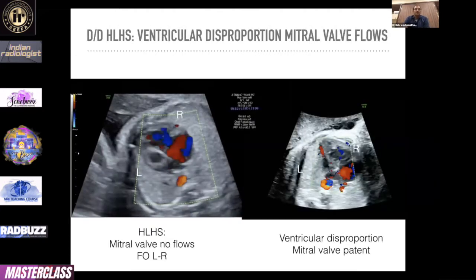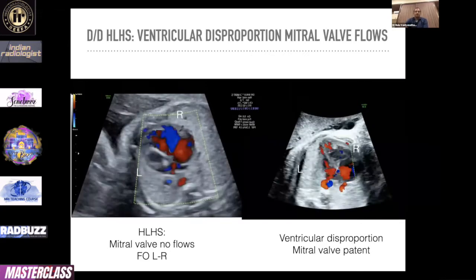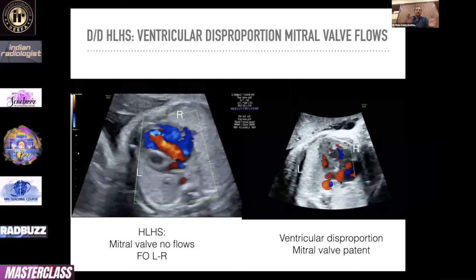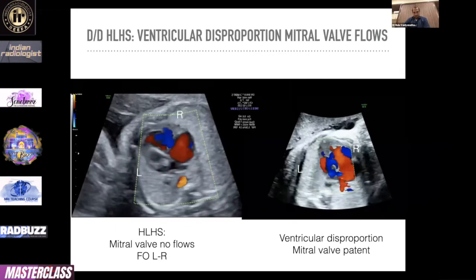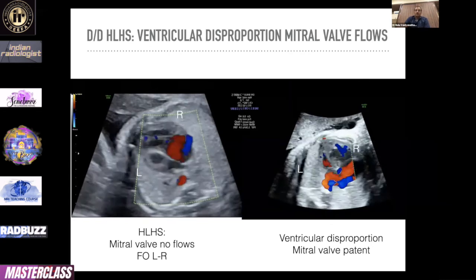Now, the second differentiating point is on color flow. In HLHS, typically there will be no mitral valve inflow, while in ventricular disproportion, the mitral valve will be typically patent and there will be inflow. So please use these two evaluations to differentiate between ventricular asymmetry and HLHS, and please avoid terming some of these cases of ventricular asymmetry as HLHS.